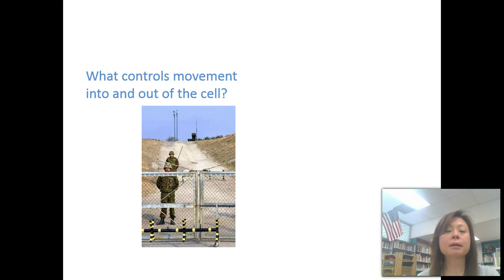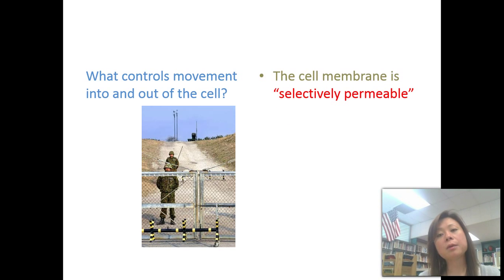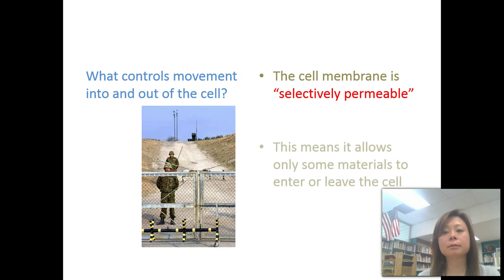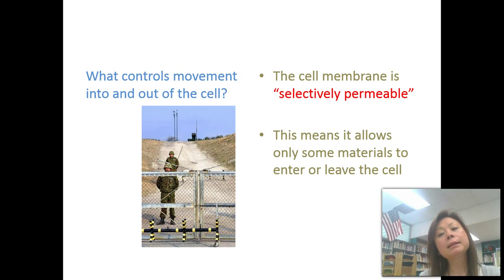What controls things that go in and out of the cell? It's the cell membrane. And we say that it's selectively permeable. It selects what goes in and out because they don't just allow anything to go in and out of the cell. Only some materials can enter or leave the cell, and that is decided on by the cell membrane.